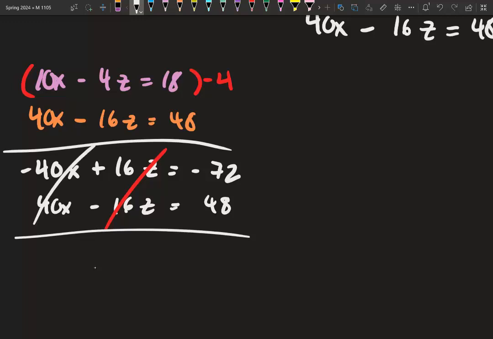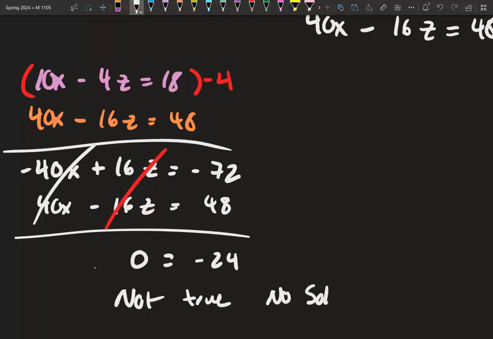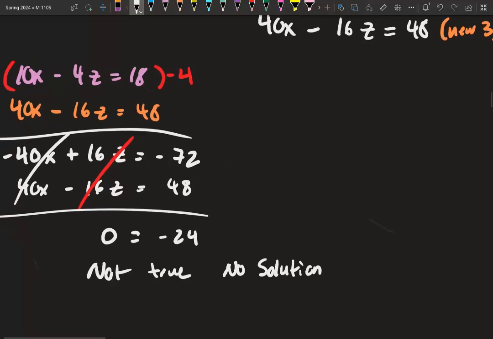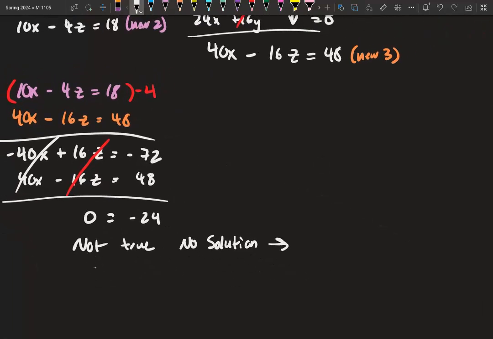We have nothing left. When you have nothing, it's 0. So we have 0 equals negative 24. That's not true. 0 does not equal negative 24. This is a no solution. However, how we say no solution now, we say inconsistent.